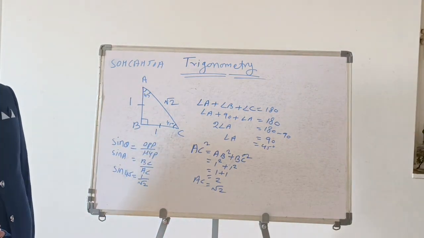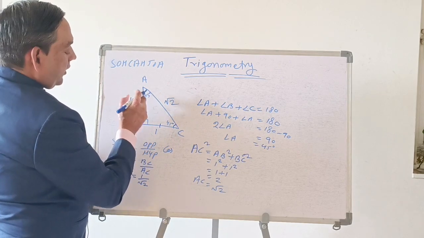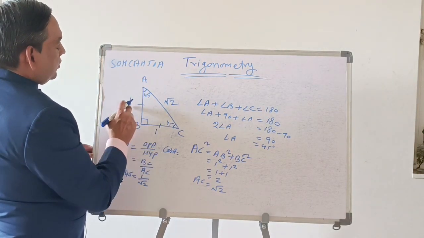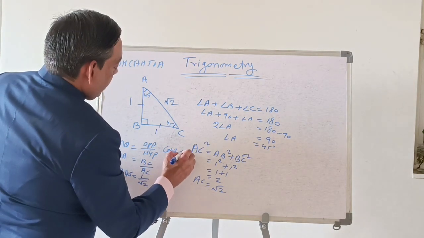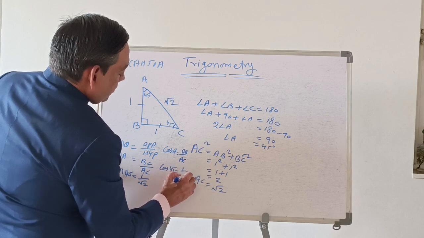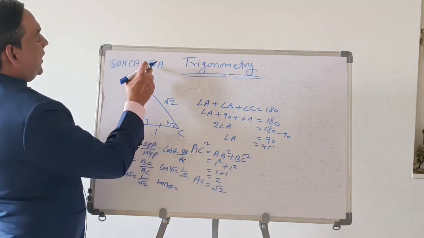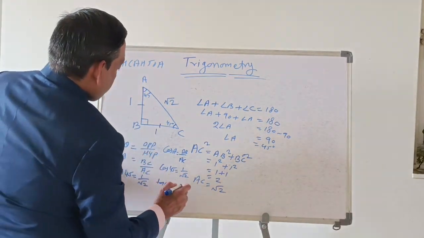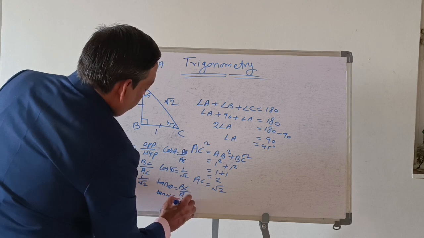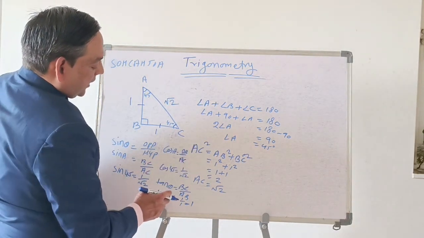So what is the value of sine 45? 1 over root 2. Same way we can find out cos 45. So cos A, again the same formula, adjacent over hypotenuse, which is AB upon AC. Therefore cos 45 is equal to 1 upon root 2. Same way tan 45. Tan theta is equal to opposite over adjacent. So BC upon AB, which in this case tan 45, is equal to 1 upon 1, which is equal to 1. So sine 45 is equal to 1 upon root 2, cos 45 is equal to 1 upon root 2, and tan 45 is equal to 1.